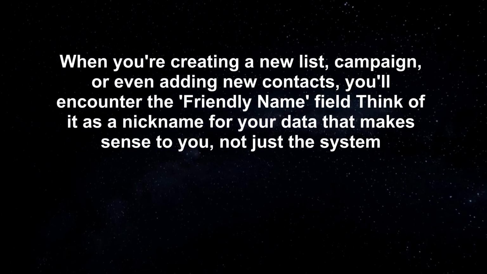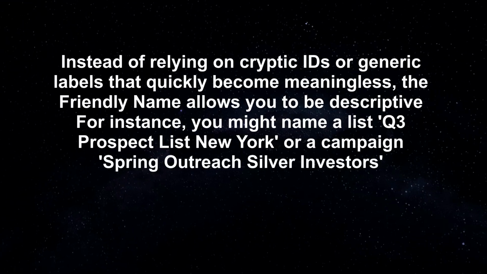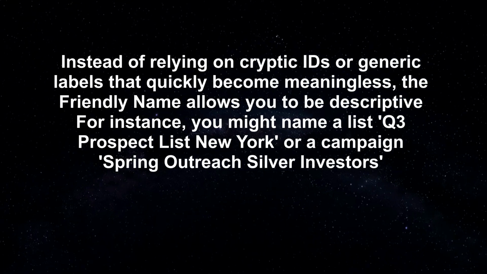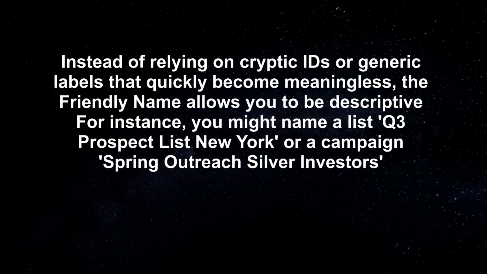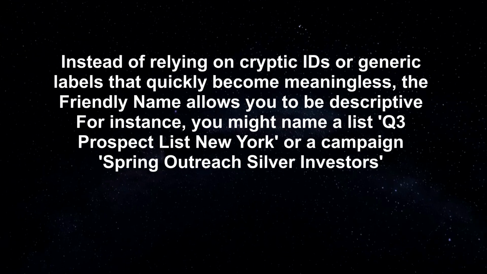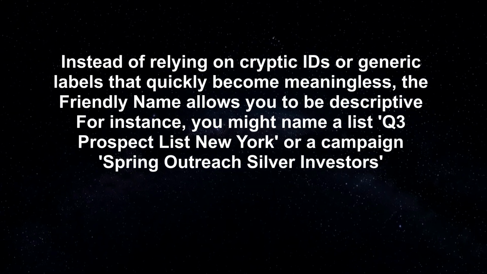When you're creating a new list, campaign, or even adding new contacts, you'll encounter the friendly name field. Think of it as a nickname for your data that makes sense to you, not just the system. Instead of relying on cryptic IDs or generic labels that quickly become meaningless, the friendly name allows you to be descriptive. For instance, you might name a list, Q3 Prospect List New York, or a campaign, Spring Outreach Silver Investors.